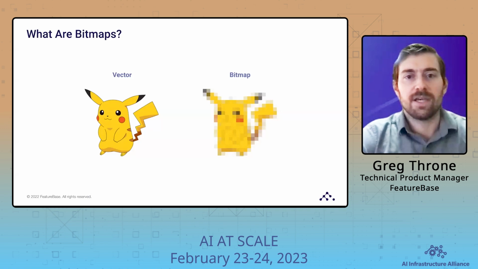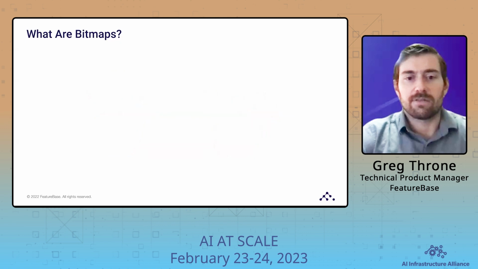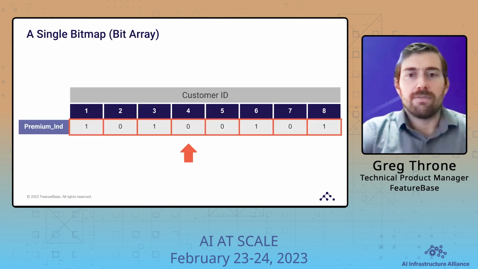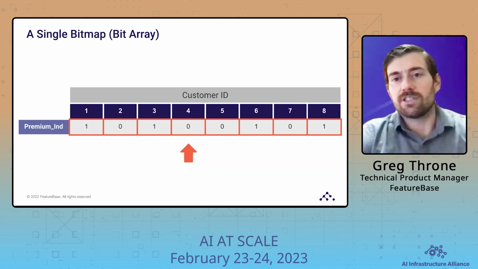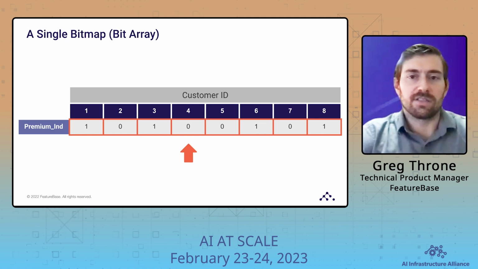What are bitmaps? No, I'm not talking about bitmap images. I'm talking about these bitmaps. So a bitmap is, lo and behold, a mapping from some entity down to bits, or said another way, a bitmap is a series of binary values that describe whether a relationship between two entities does or does not exist.